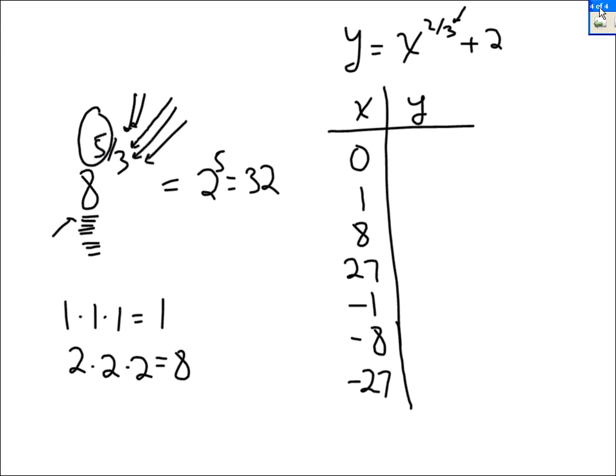Why did this work out nicely? Because I picked a number like 8, which I know is a nice integer that when you multiply it by itself 3 times gives you 8. If I put 10, that wouldn't have worked. I mean, 1 times 1 times 1 was 1, 2 times 2 times 2 was 8, 3 times 3 times 3 is 27. It went past 10.